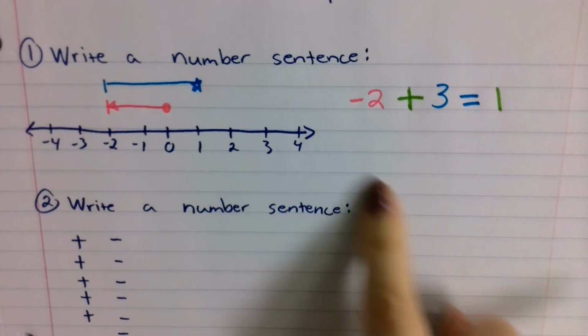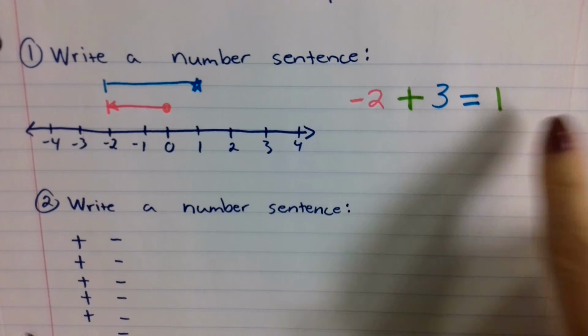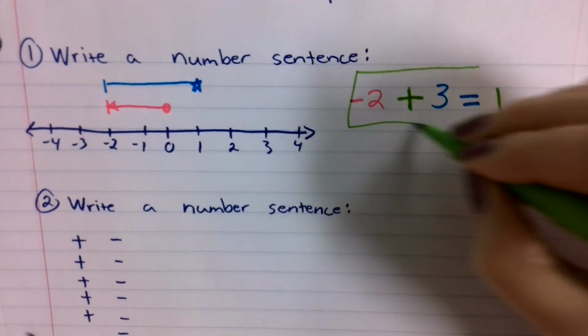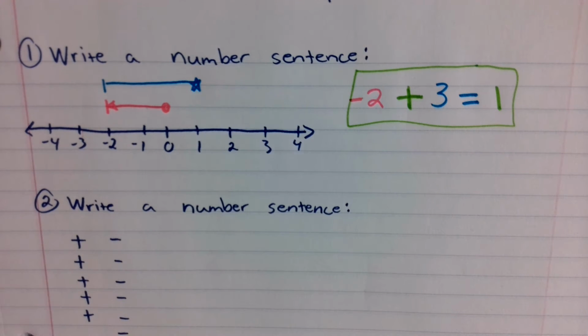So here's the number sentence. -2 plus 3 is equal to 1.